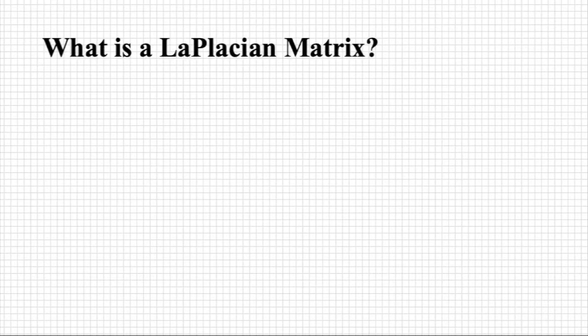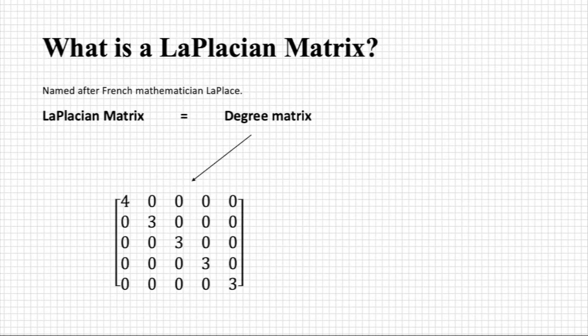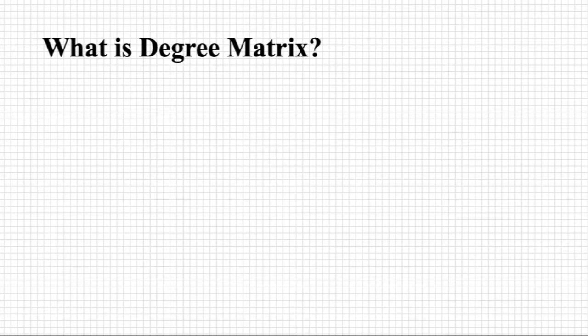Now, this might get confusing, but you might want to ask, what is a Laplacian matrix? Basically, it is a matrix that is named after the French mathematician Laplace. And what he says is that a Laplacian matrix equals a degree matrix subtracted by an adjacency matrix. Now, what is a degree matrix?